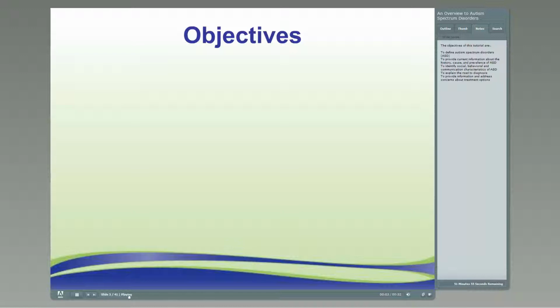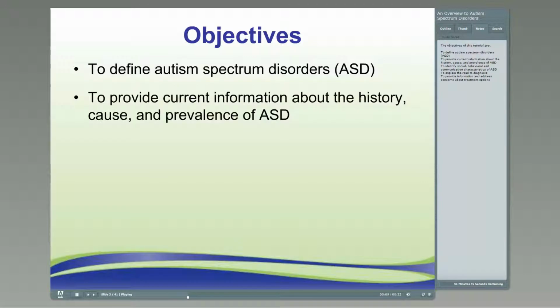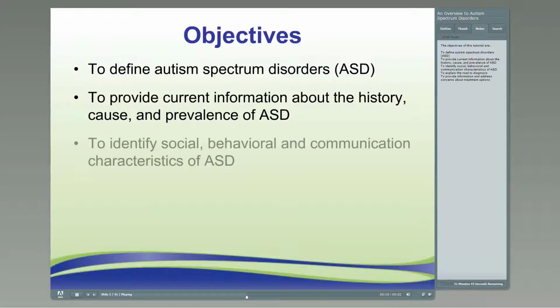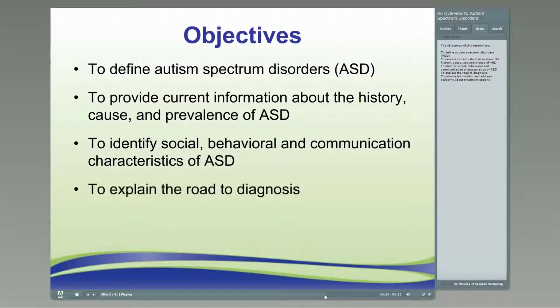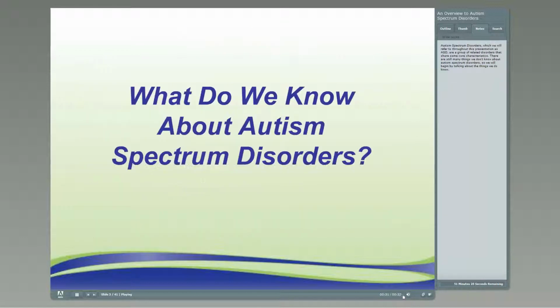The objectives of this tutorial are to define autism spectrum disorders, to provide current information about the history, cause, and prevalence of autism spectrum disorders, to identify social, behavioral, and communication characteristics of autism spectrum disorders, to explain the road to diagnosis, and to provide information and address concerns about treatment options.